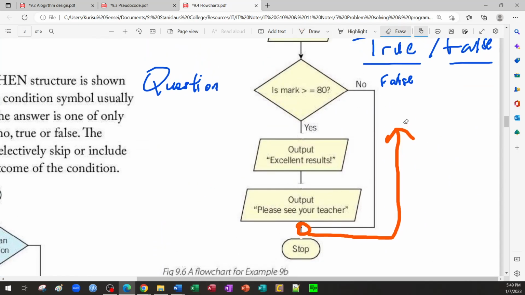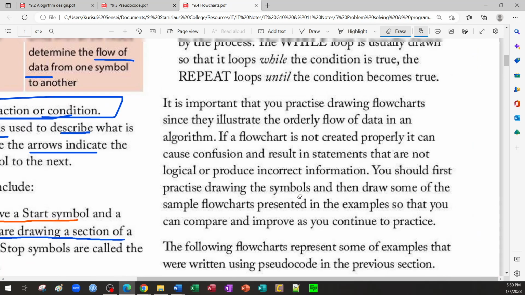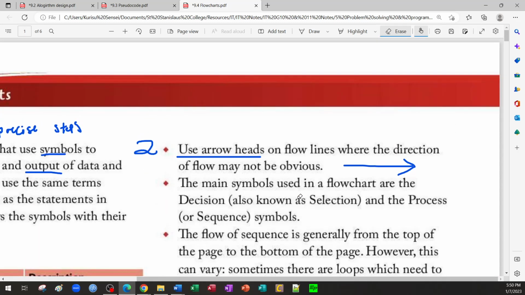That's the best practice. Always use the arrowhead, so that when anyone, not only you, when anyone is looking at your flow chart, they can clearly know what is the flow of data, where it is headed. We can clearly tell that is where it is headed. So that's the best practice when it comes to drawing your flow lines. Always use the arrowheads.